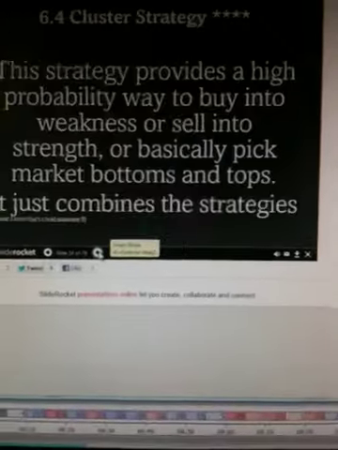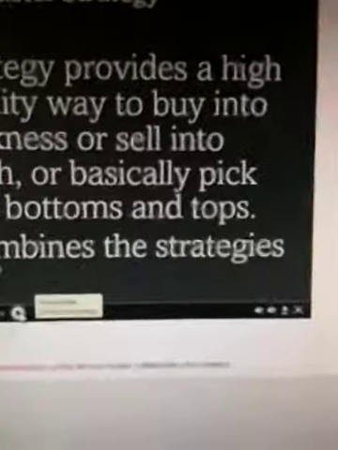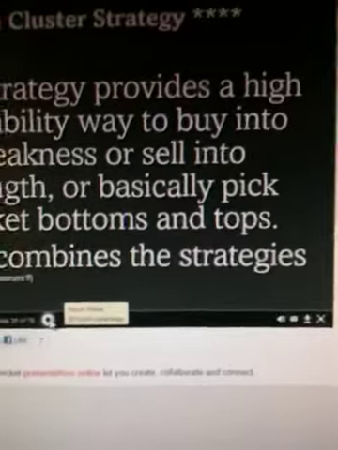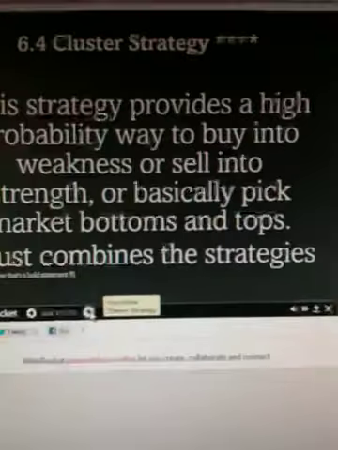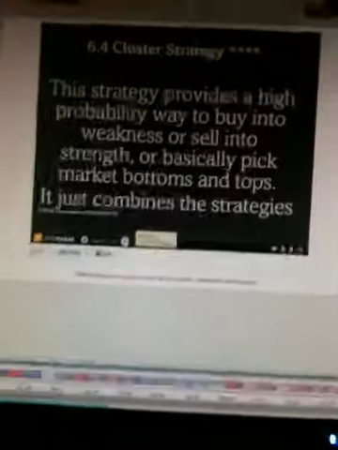So lots of examples of slides and their signal. Strategy, okay, look. This provides a high probability way to buy into the weakness or sell into the strength, or basically pick market bottoms and tops. It just combines all the strategies. So caveat, I know this is a bold statement, picking market bottoms and tops. Look, I showed you the whole thing, but here's what it would look like.